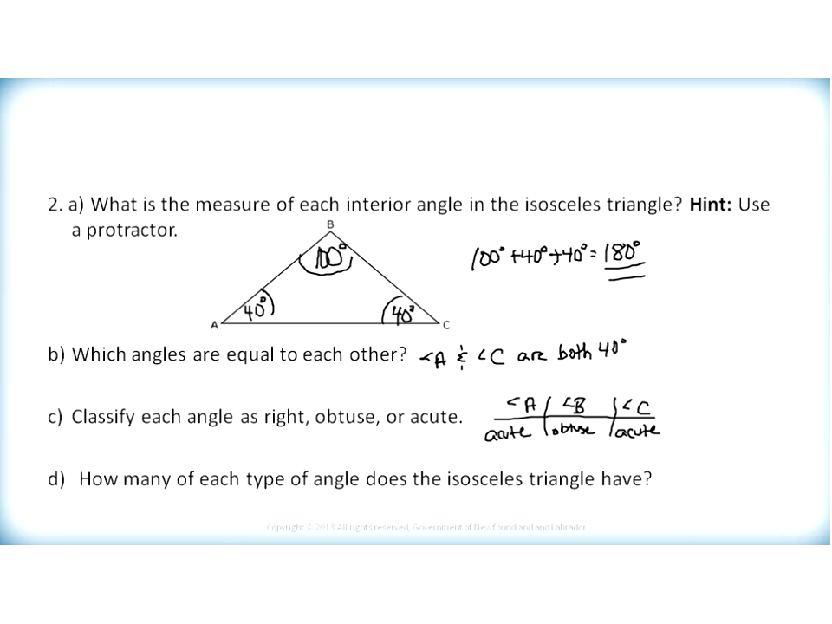So question D asks, how many of each type of angle does the isosceles triangle have? Well, for acute angles, we have 2. For obtuse angles, we have 1. And the only other option is a right angle, but we already used up all of the angles in the triangle. So we have 0 right angles in this triangle. So there we go.